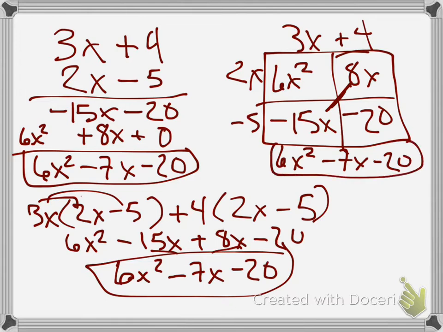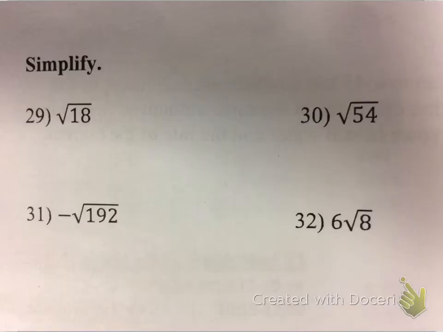So there's all three methods right there. You can kind of go from that. That's pretty much it. So, yeah. Decide which method you like using and then use it. Alright, so now we're to the radicals.